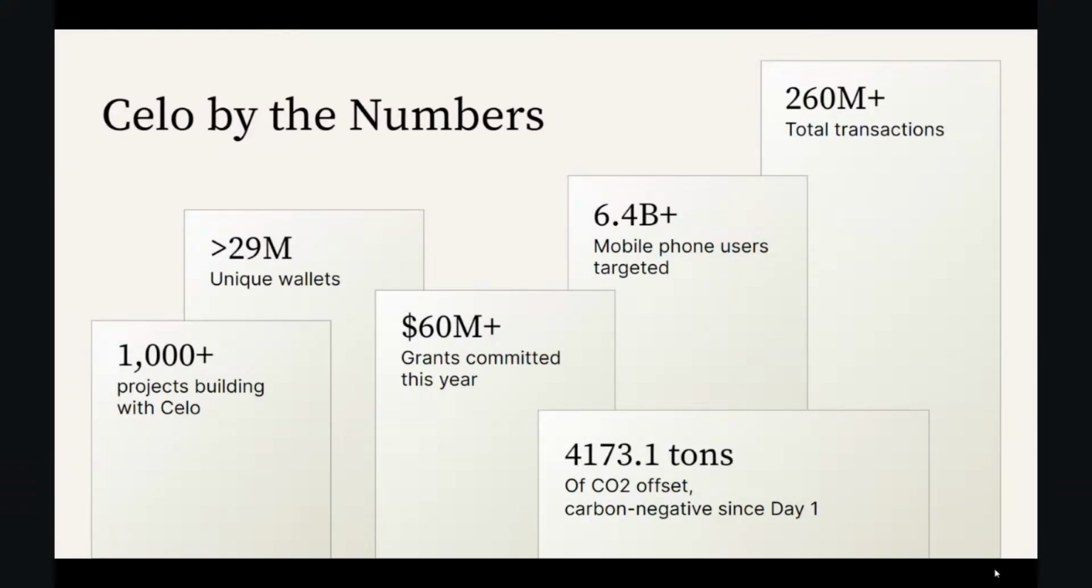So, Celo by the numbers, we have crossed 260 million transactions as of today, and we are targeting everybody who holds a smartphone. We have over 29 million unique wallets. We have 1,000 plus projects building on Celo, including Superfluid, and we have given out 60 million in grants this year. On top of that, since we are carbon negative from day one, we have offset over 4,000 tons of carbon dioxide.